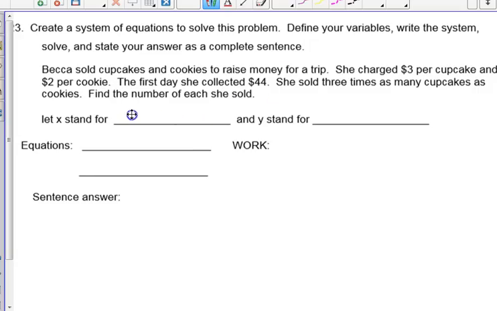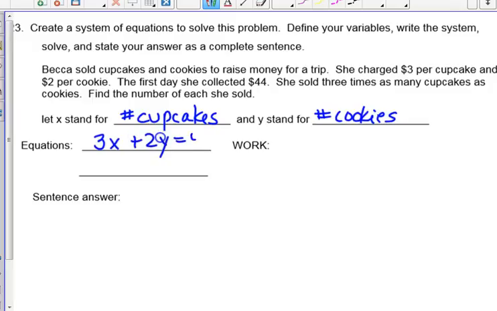Number 23, you guys are pretty good at these, but cupcakes and cookies. She sells 3 for every cupcake and 2 for every cookie and makes $44. But then it says she sold 3 times as many cupcakes as cookies. So the number of cupcakes is actually 3 times the cookies, I think. Let me read that again. 3 times as many cupcakes. Yes, so cupcakes is 3 times the cookies.